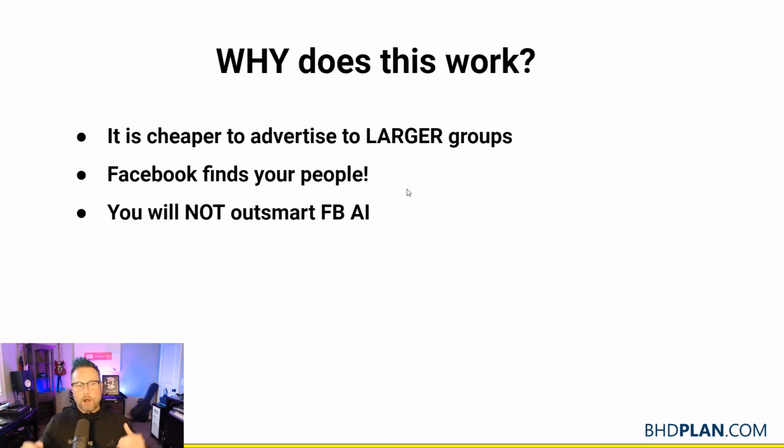You're not going to outsmart Facebook's AI either. So think about that. You're not going to outsmart Facebook. Their artificial intelligence is smarter than whatever you're trying to put together. And if you don't know this, the more interests you put in, the more it costs you to advertise to these people, regardless of the size of the audience. It costs you more when you use interest-based targeting. You don't need to use any of that.